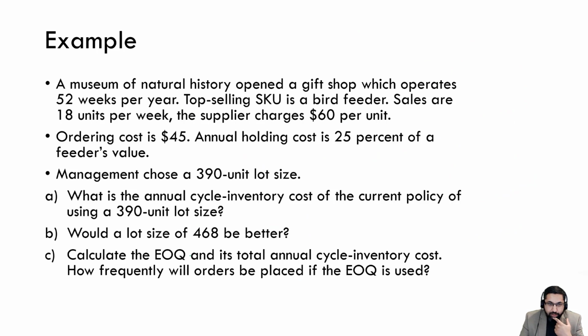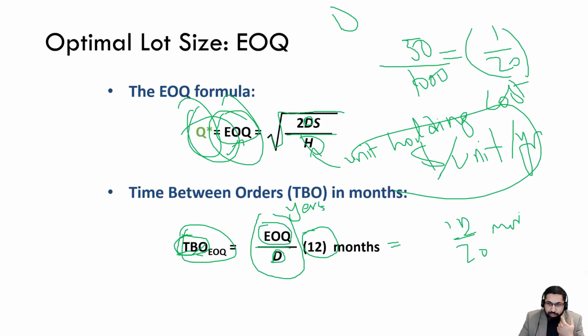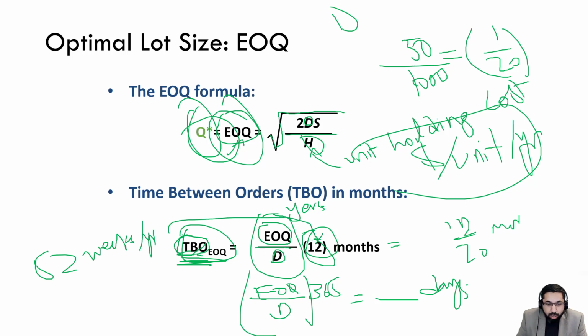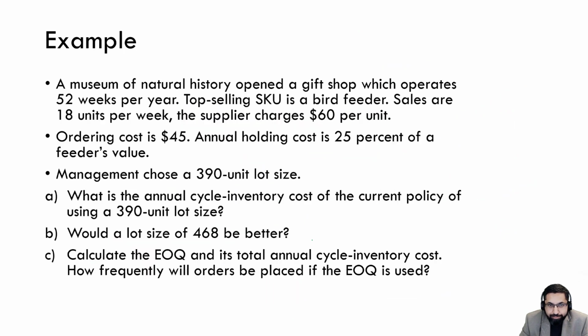right? Now if you want to convert it from years into days, you can multiply by 365. So EOQ over the annual demand multiplied by 365 will give you time between orders in days. Okay, how many days are between the orders? If you multiply by 12, you get time between orders in months. If you multiply by 52, because there are 52 weeks per year, instead of the 12, you would get the time between orders in weeks. Right? How many weeks are there on average between 2 orders that you need to place?